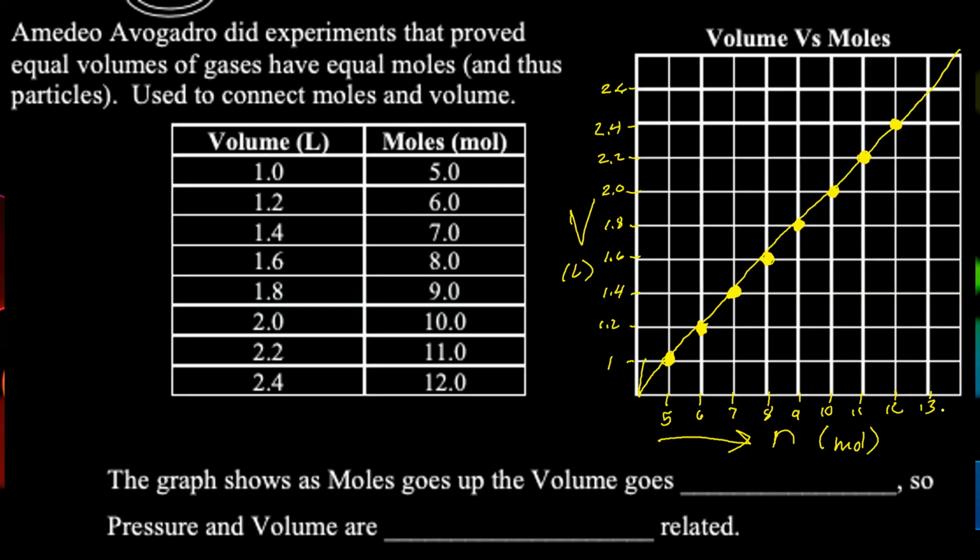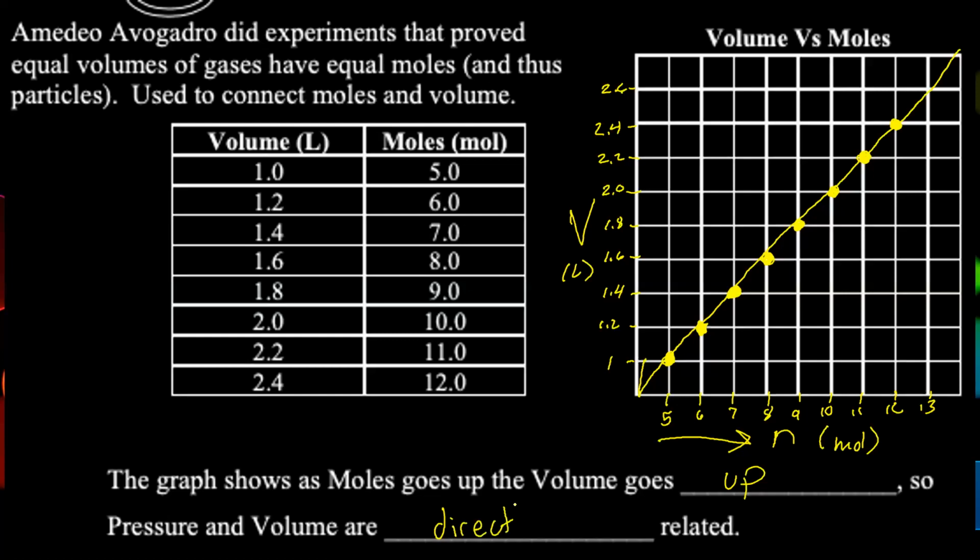The line's going up, isn't it? So that means the volume's going to go up as moles goes up. Now, did you catch what I just said? As moles go up, the volume goes up. So guess what? If moles went down, the volume would go down. When they both go the same direction like that, it's called a direct relationship.